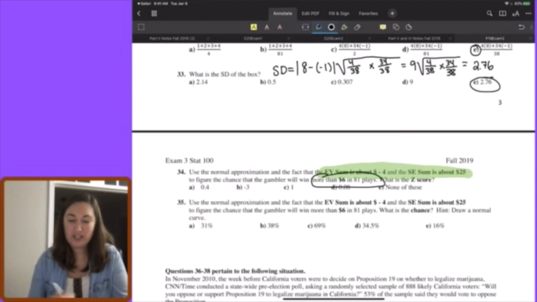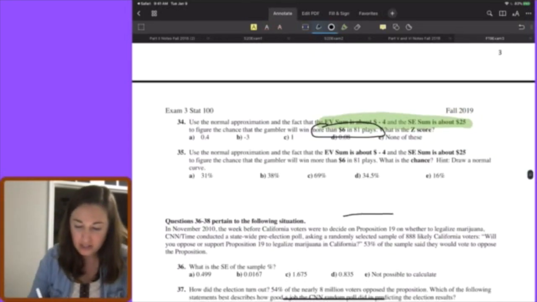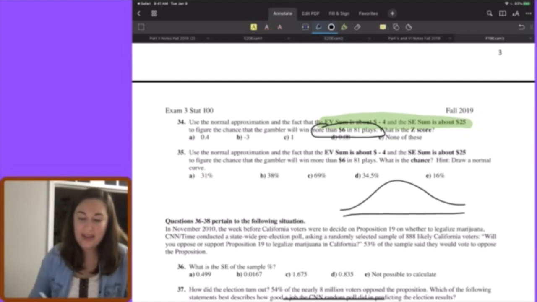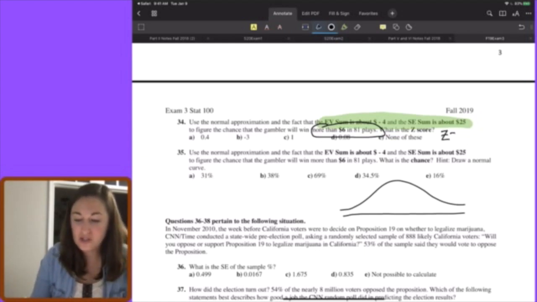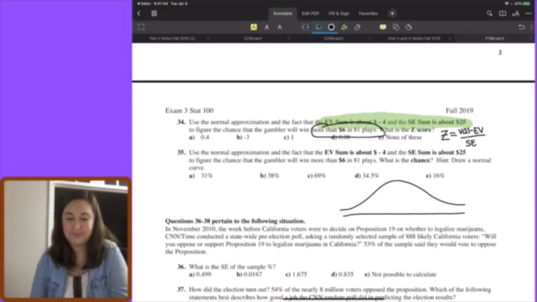So again, we want to convert that to a z-score. So I'm going to go ahead and draw my normal curve. And then I'm going to convert 6 to a z-score. So here we're again dealing with random variables. So I'm going to use my new z-score formula. Value minus expected value divided by standard error.